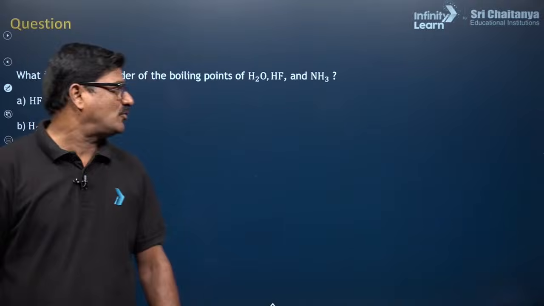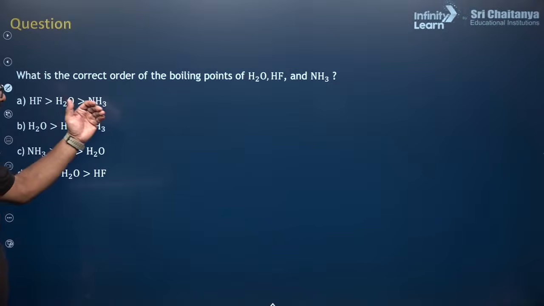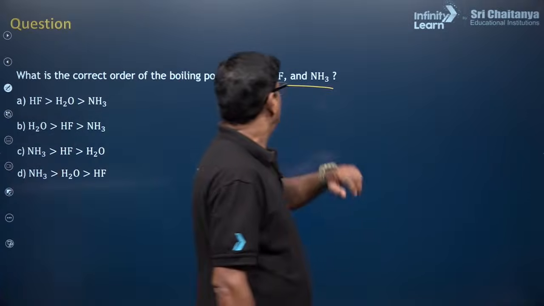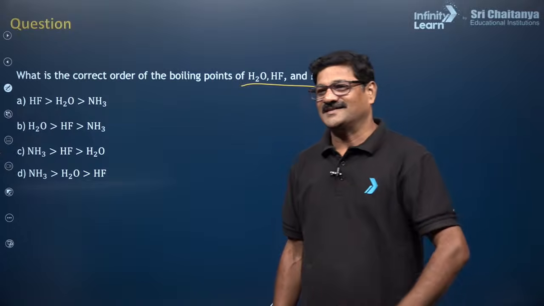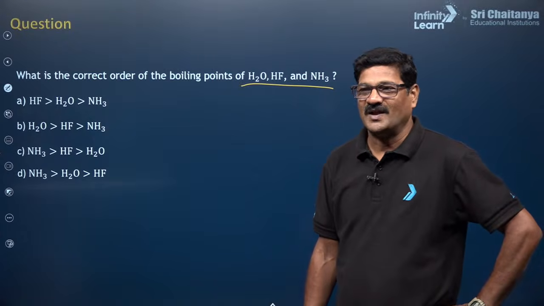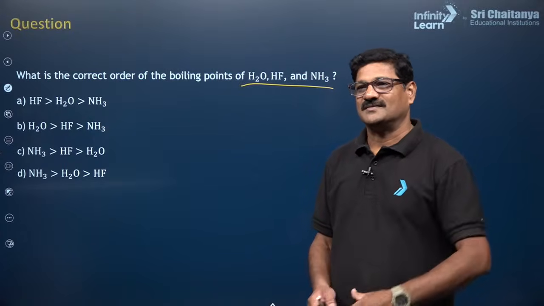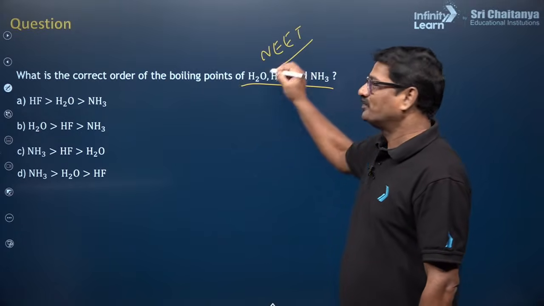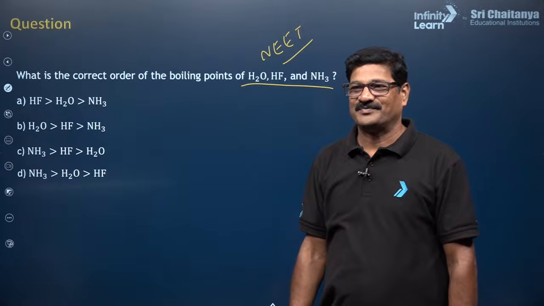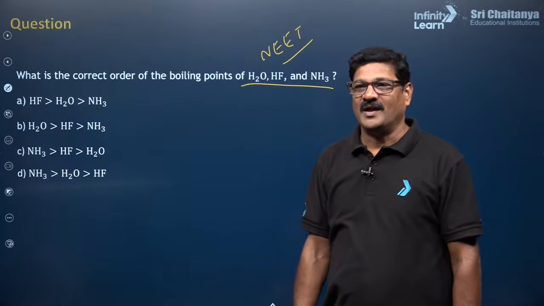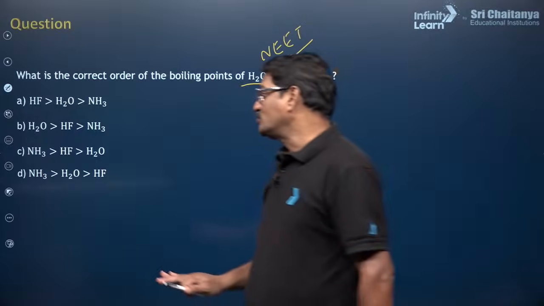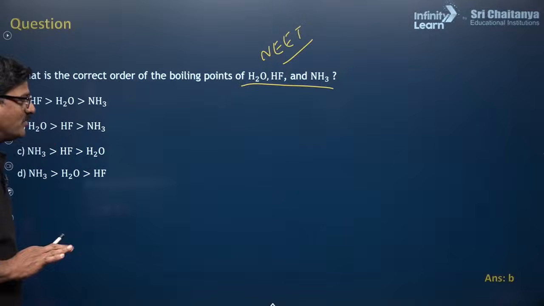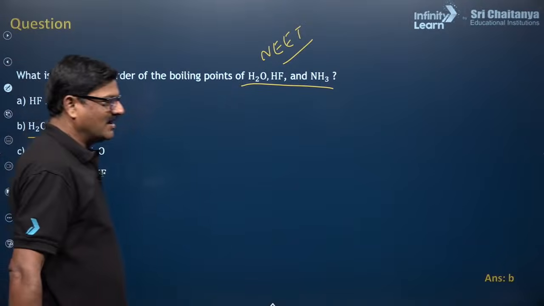So, bacho, here one more. What is the correct order of the boiling points? H2O, HF and NH3. Super question. Typical NEET question. Can you answer this typical NEET question? It is going to be H2O has the highest hydrogen bonding, then HF, then ammonia.